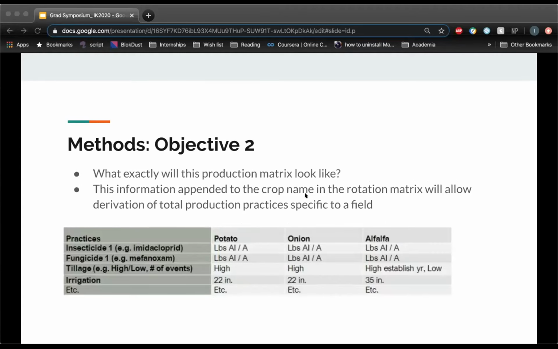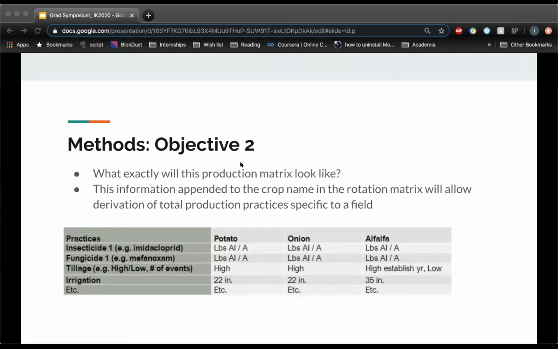So this is an example of a production matrix. The information is appended to the crop name in the rotation matrix, and that will allow for the derivation of total production practices specific to a field. In this matrix, we've included insecticide, fungicide, tillage, and irrigation.